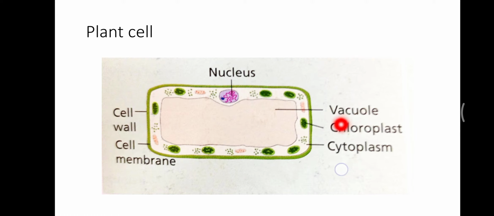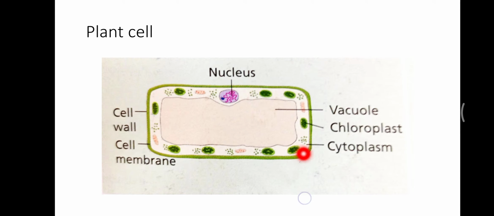This green small body is called chloroplast. These are disc-like structures which contain a green pigment called chlorophyll. Chlorophyll traps light so that plants can make food during photosynthesis. So this chloroplast will help plants to make food during photosynthesis.